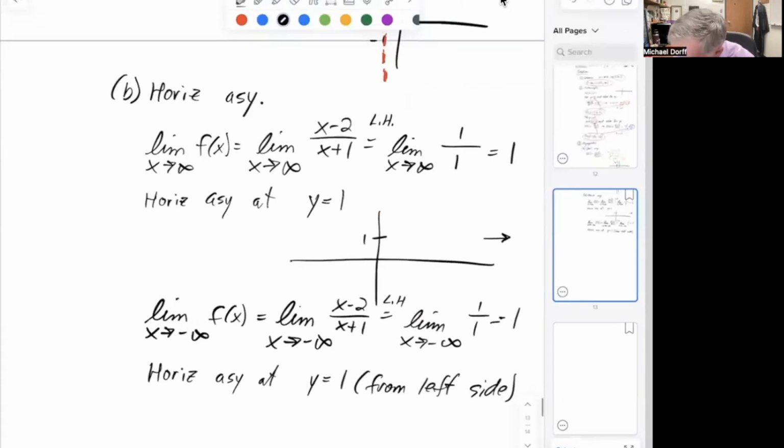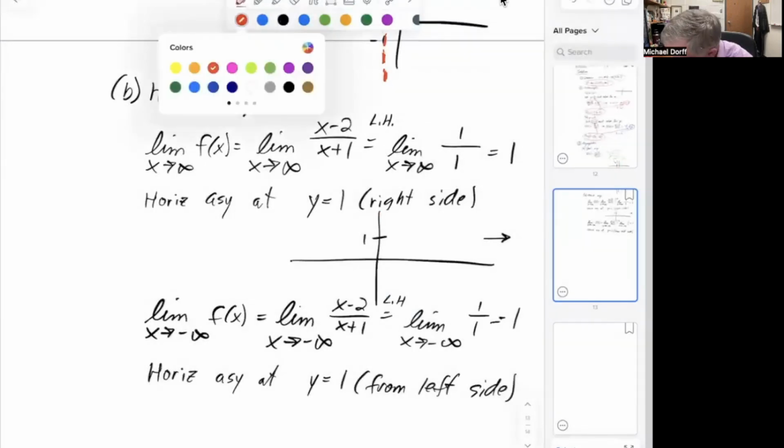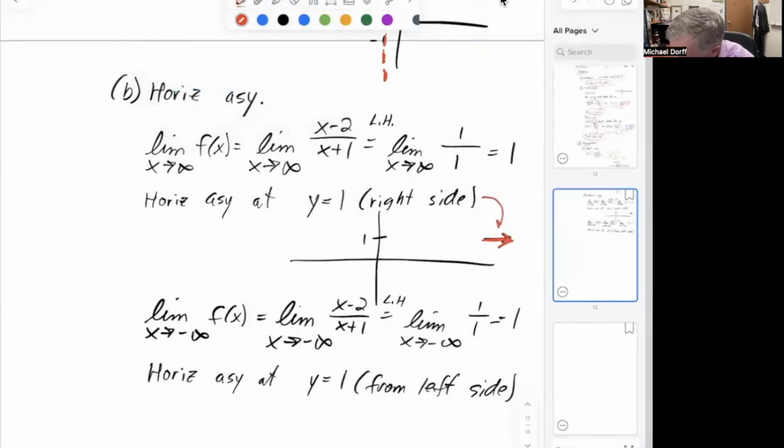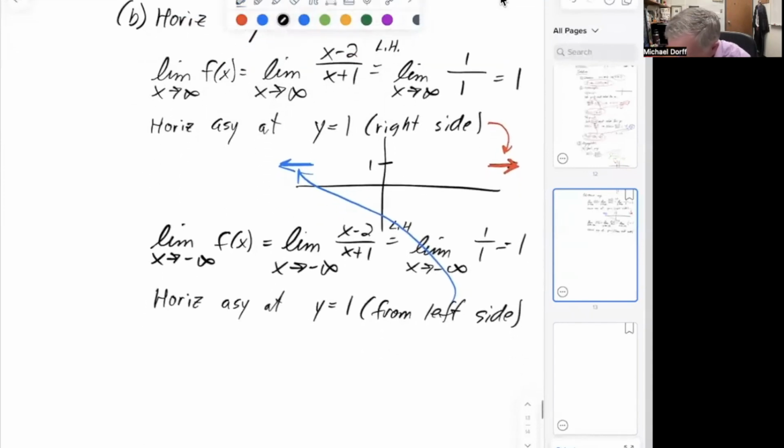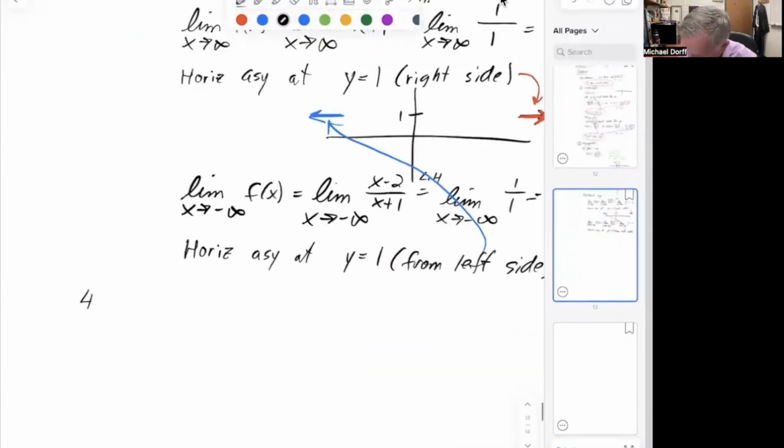So in my graph, let me just re-emphasize this. The first one we did was from the right side, and maybe I will draw that in red. And then that's this one. And in blue, we have that also happening over here, but that one's coming from the left side there. So those are my horizontal asymptotes. That was number 3. So number 4, we're going to look at where it's increasing and decreasing.